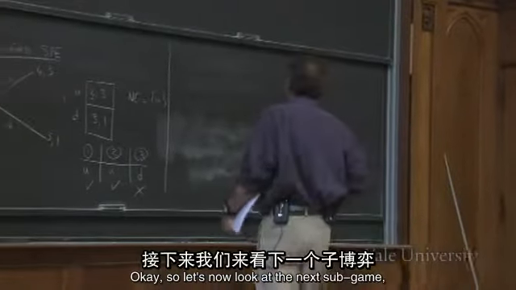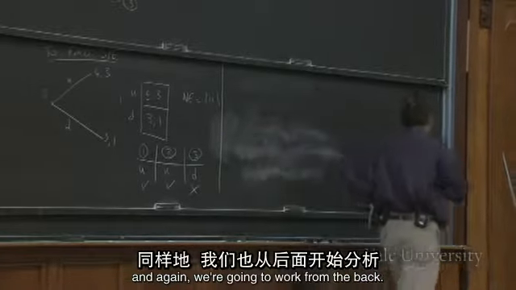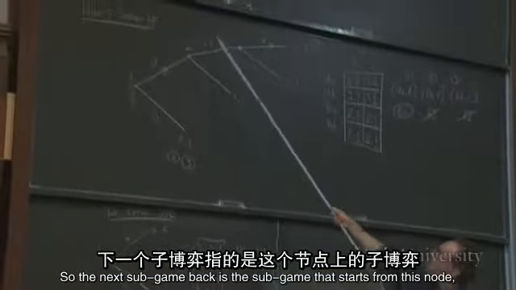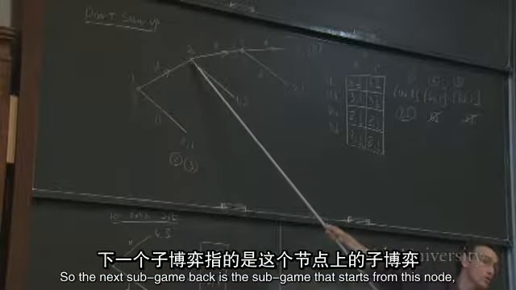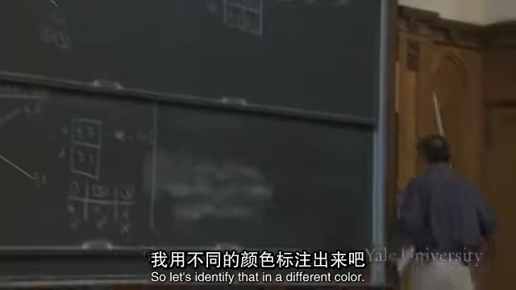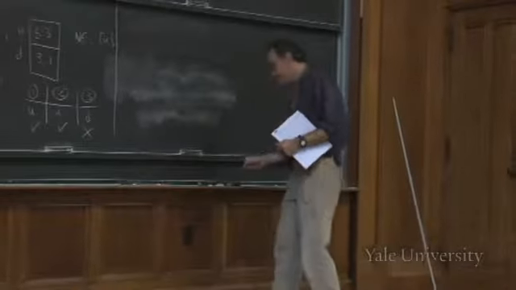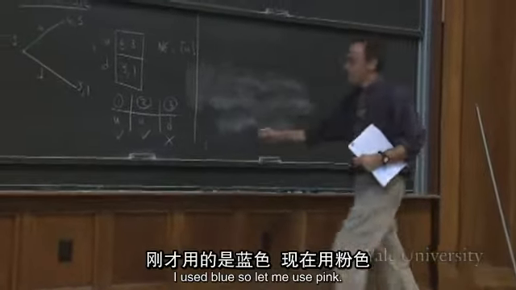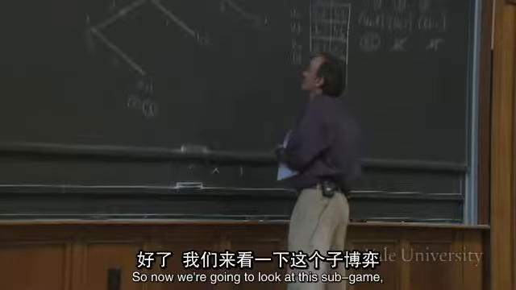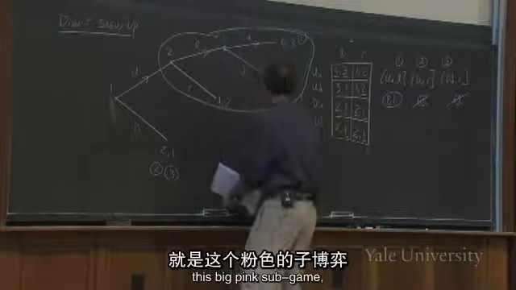Okay. So let's now look at the next subgame. And again, we're going to work from the back. So the next subgame back is the subgame that starts from this node. All right, the subgame that starts from that node. So let's identify that in a different color. I used blue, so let me use pink. So now we're going to look at this subgame, this big pink subgame.